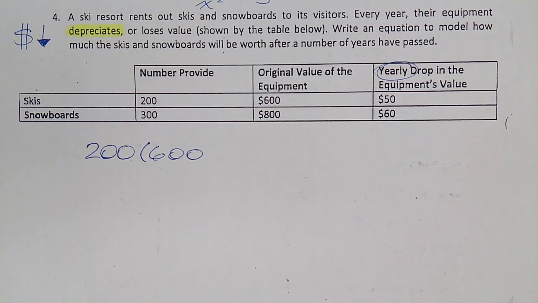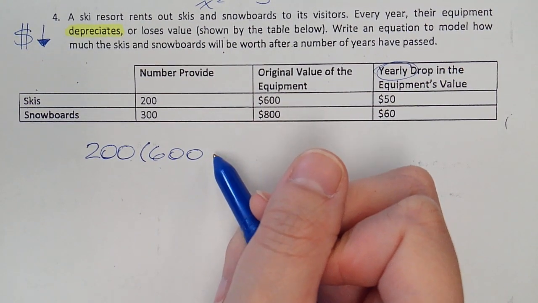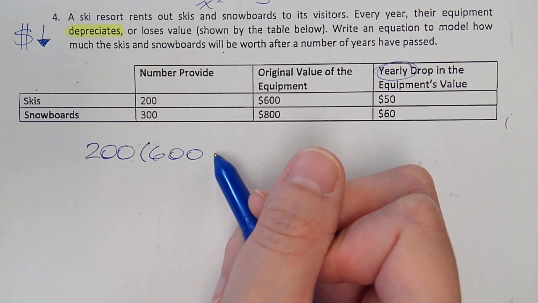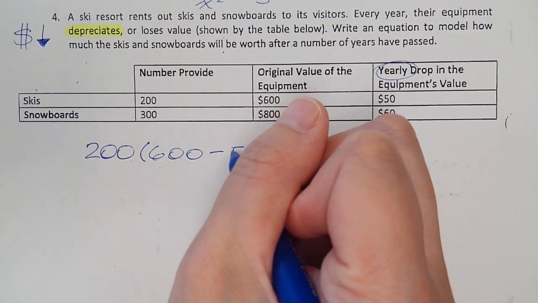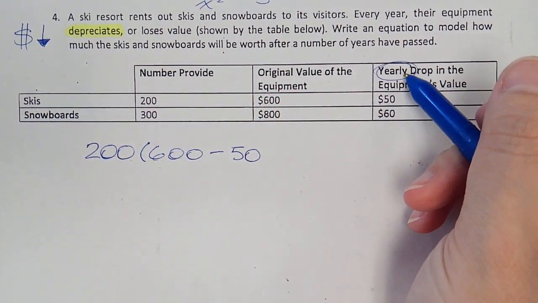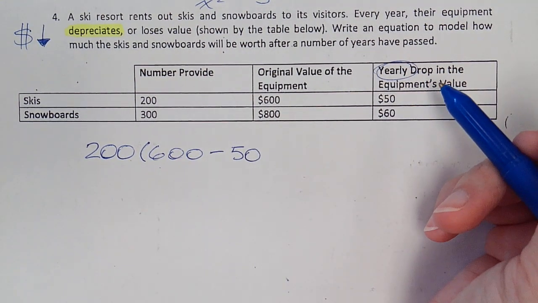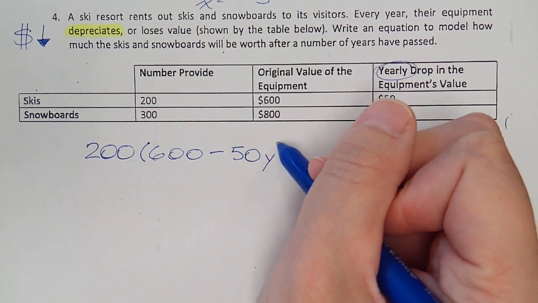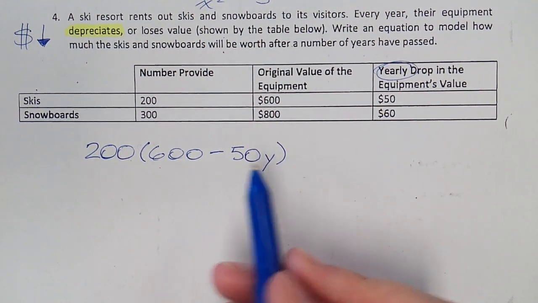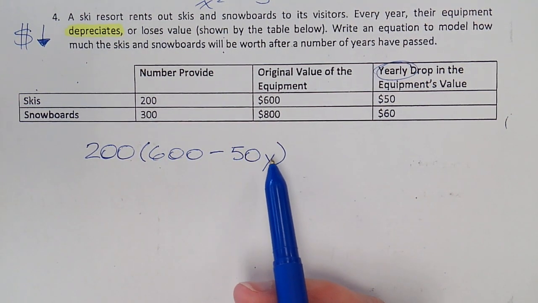So what do we do then? Are we adding, subtracting, multiplying, dividing? What's happening each year? Subtracting. Subtract 50. But how do I do yearly? Put a variable. So let's say I put y for years. $600 minus 50 yearly.